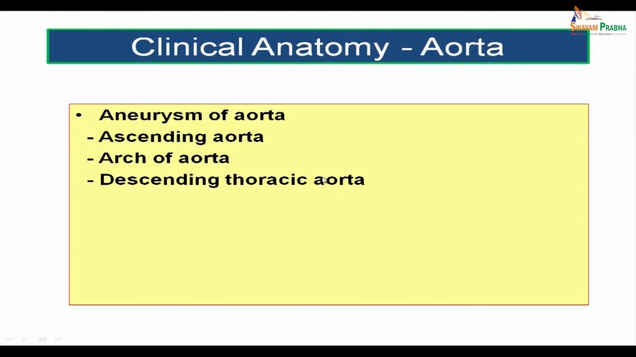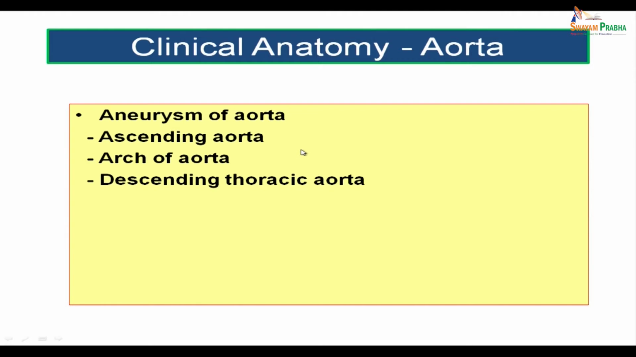The aorta can get enlarged, and then it is called an aneurysm of the aorta. This can involve either the ascending aorta, the arch, or the descending thoracic aorta. The wall of the aorta becomes thinned out and there is a fusiform dilatation.